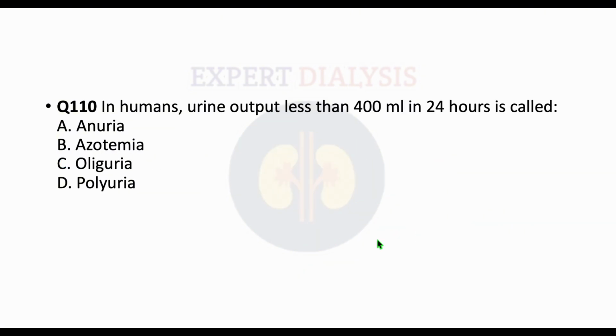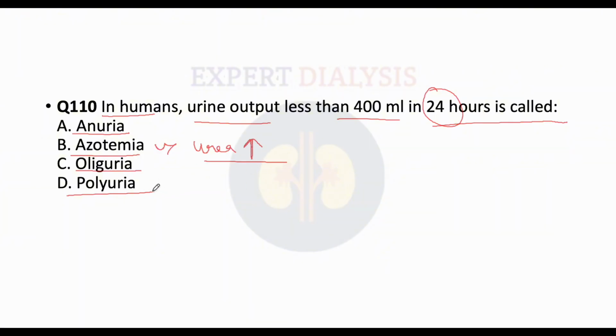Moving to the 10th question, it says in humans, urine output less than 400 ml in 24 hours is called. So what it is called, that's the question. So option A is anuria, option B is azotemia, option C is oliguria, option D is polyuria. So azotemia is related to urea levels which are very high in the person. Polyuria means excessive urine output or excessive urination.